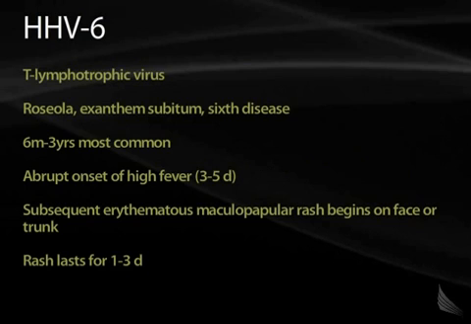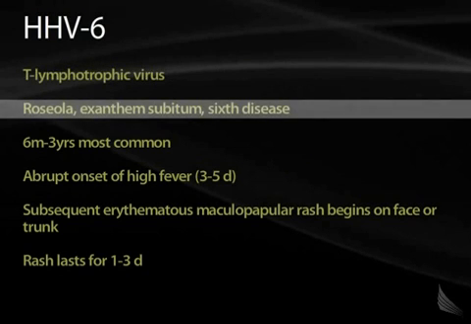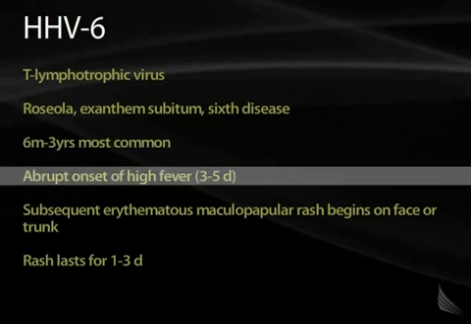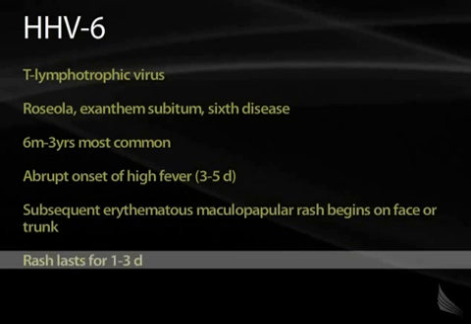HHV6, or human herpesvirus 6, is a T lymphotropic virus. It's the causative agent for roseola, also known as exanthem subitum, or sixth disease. It happens most frequently in children who are 6 months to 3 years of age. You get the abrupt onset of a high fever up to 104 degrees, and it lasts for several days. After the fever breaks, you get an erythematous maculopapular rash on the trunk and the face. The rash lasts for a couple of days.